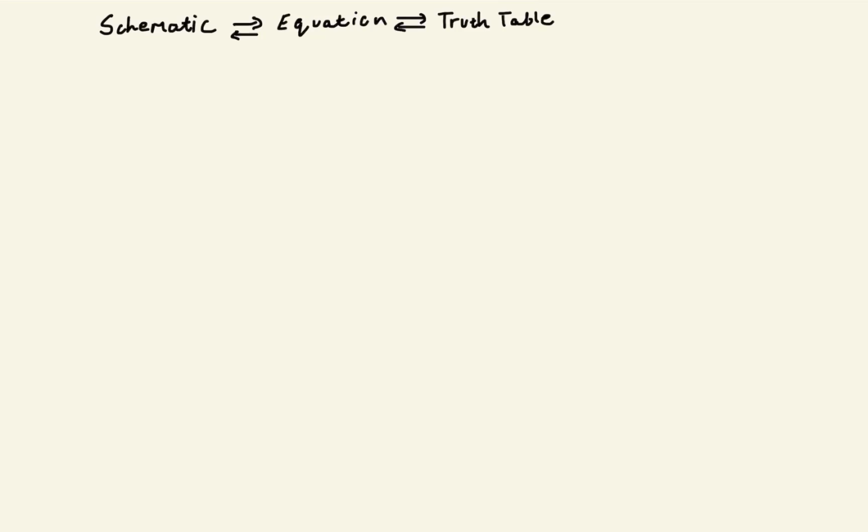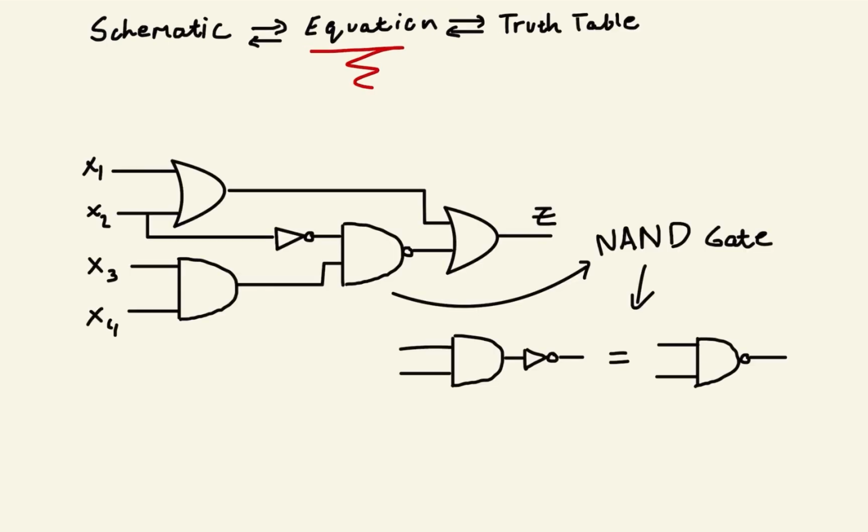Hello, welcome back to Digital Circuits, and today we're going to be learning about transferring between schematics, equations, and truth tables, with equations as our sort of mediator. We will also learn about minterms and maxterms. I have an example drawn here for you guys, and it may have a gate that looks sort of unfamiliar.